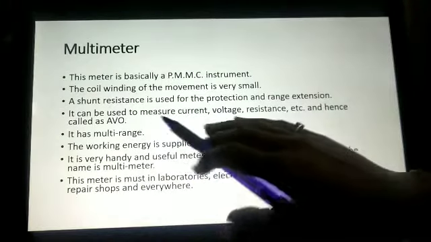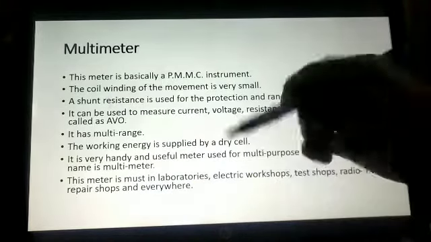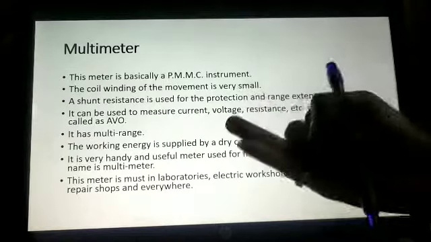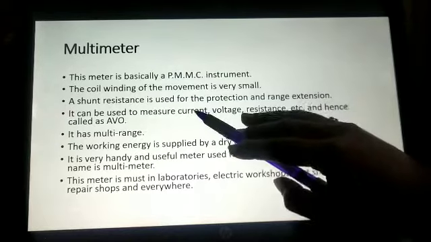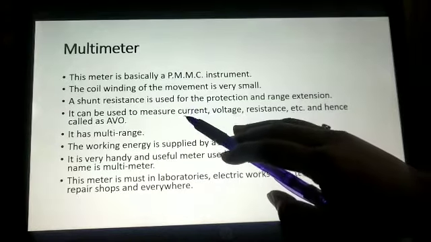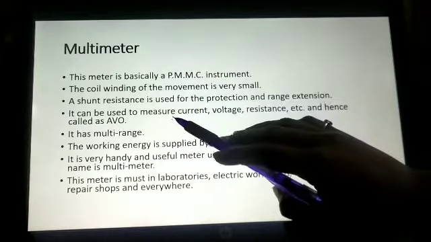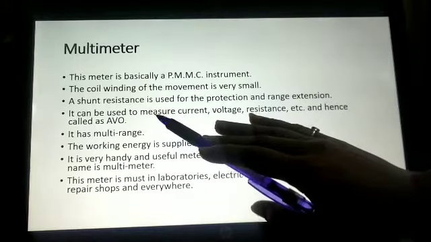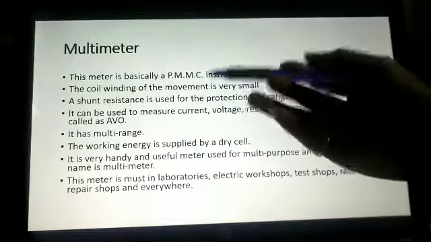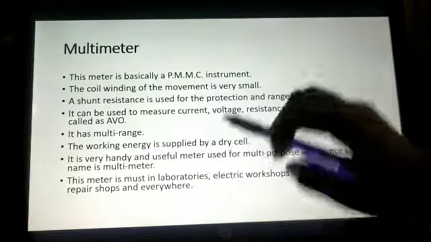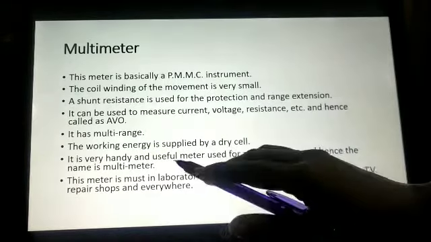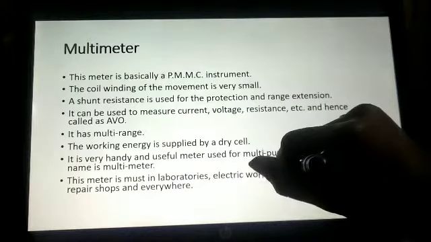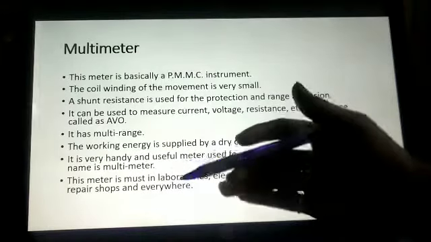It is used to measure current, voltage, resistance, so it is called AVO. It has multi-range. Working energy is supplied by the dry cell. We use the dry cell for the energy, and it is very handy. It is used for multi-purpose, and we have to give some applications.